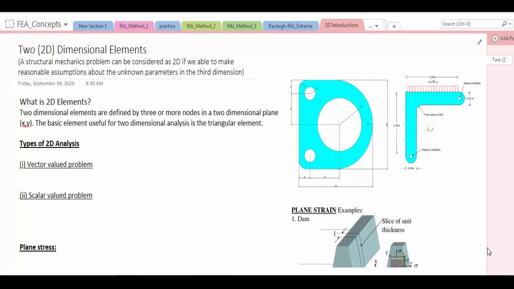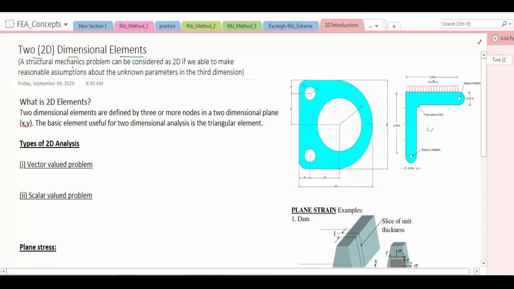Good day to all. Today we are going to see an introduction to the two-dimensional element. Okay, so that is a 2D element. So far we have seen one-dimensional elements, the bar element and the beam element. Today we are going to see two-dimensional elements.